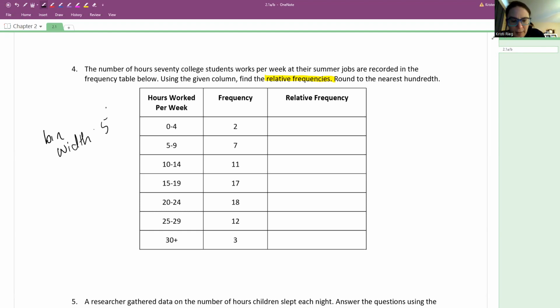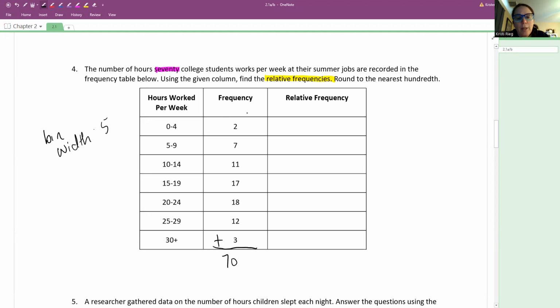Now, typically, you would have to add all these numbers up, throw them in your calculator or whatever, to add all those numbers up. However, in this particular problem, it tells us already that there's 70 college students being interviewed for this problem. So we already know that there's 70 total.